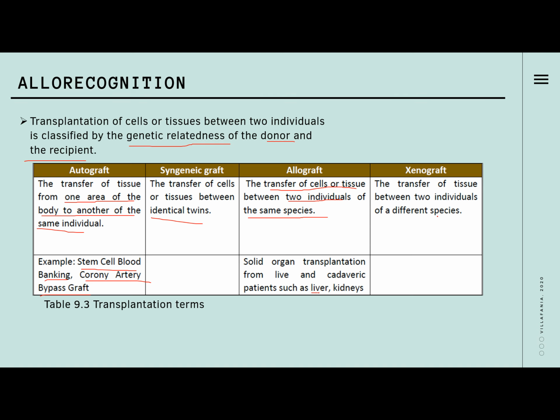Then we have your xenograft, the transfer of tissue between two individuals of different species. So have you heard of yung pig, class, na ginamit nila yung pig heart valve? They use the pig heart valve as in a coronary bypass. So kumuha sila ng pig heart valve and they transferred it into a human. So in some religions bawal yun, class, but that's one.